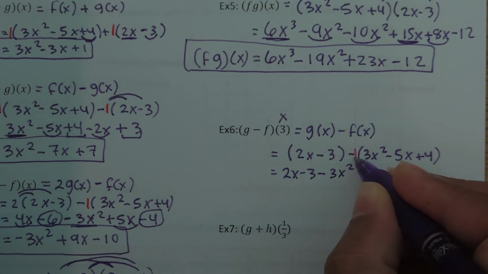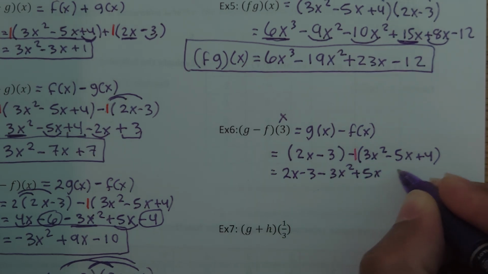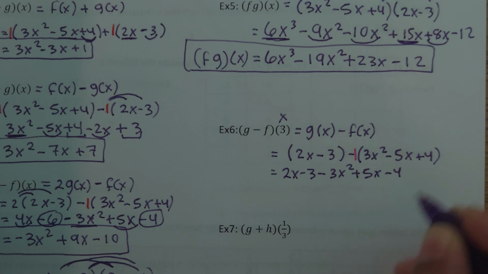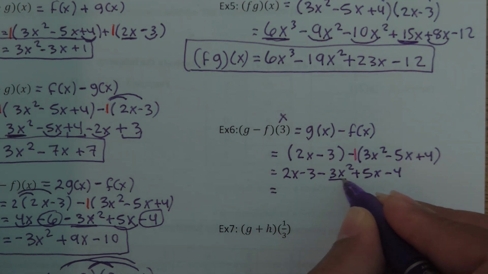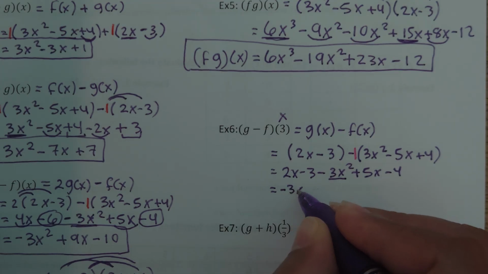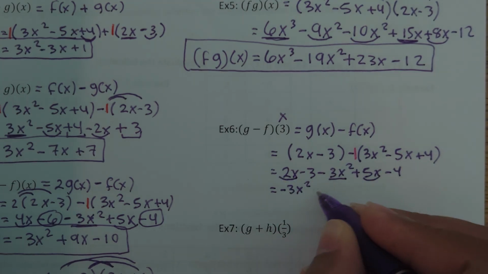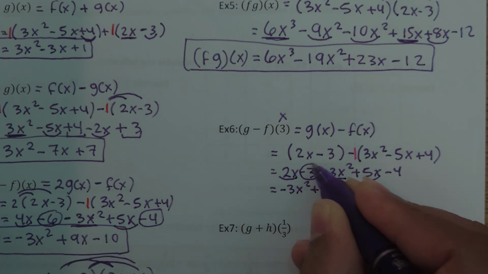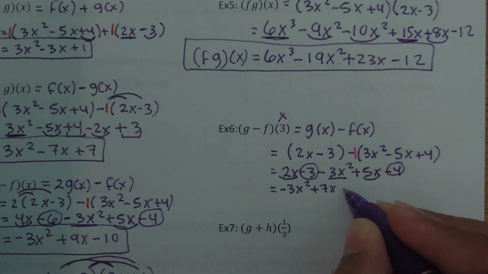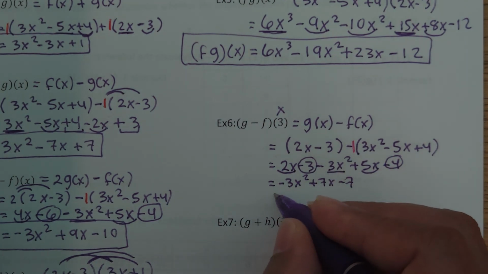And then negative times negative is positive, so that becomes positive 5x, and -1 times positive 4 is -4. So then this is equal to, I'm going to bring these 3x's to the front, so negative 3x squared, then combine 2x and 5x, so that's plus 7x, and then -3 and -4 combine to -7. Now I'm going to substitute for x.